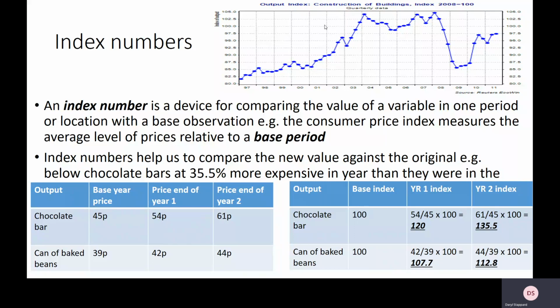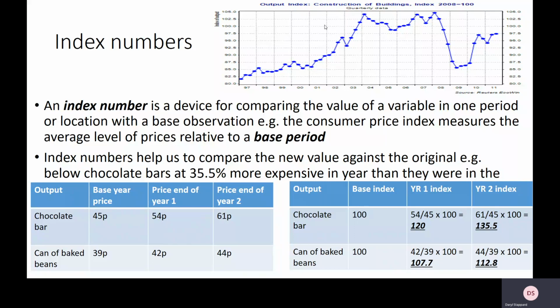For year 2, it's exactly the same process. We do the new price, which is 61p. We divide by the base price, which was 45p, and we multiply it by 100. And what we can see is that the new index number is 135.5. For cans of baked beans, we would do exactly the same thing. So in each year, we take the new price, we divide it by the base, and multiply it by 100.